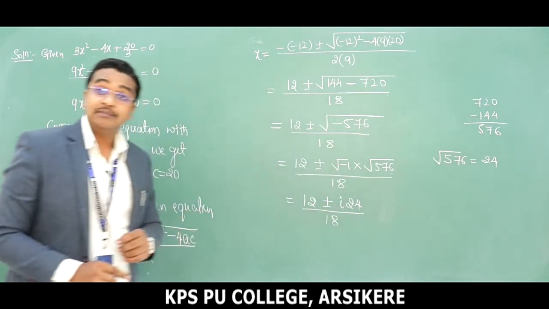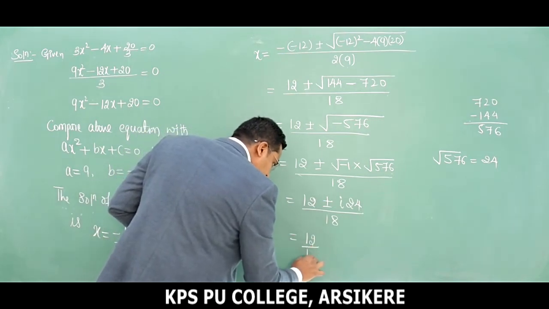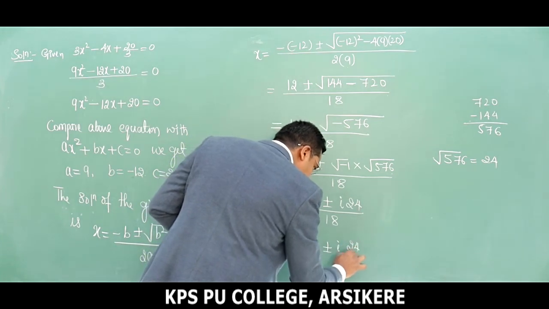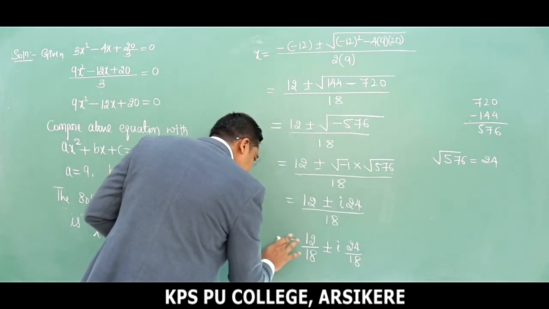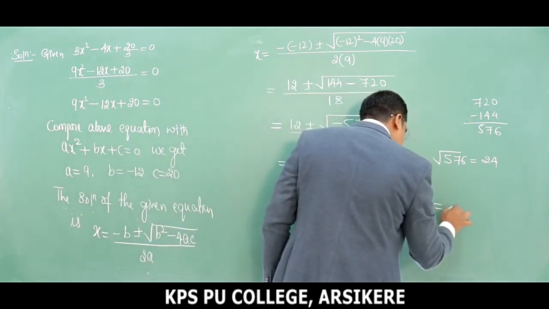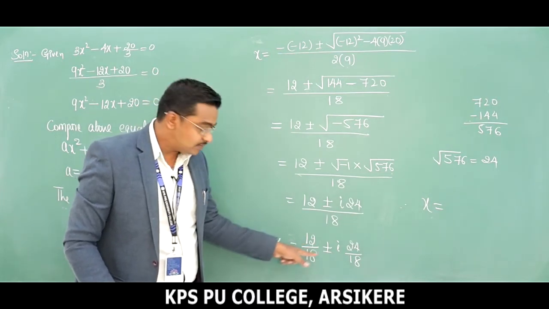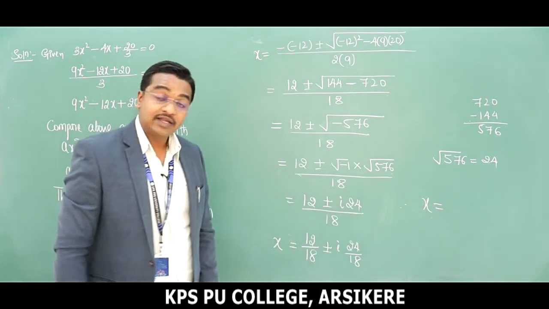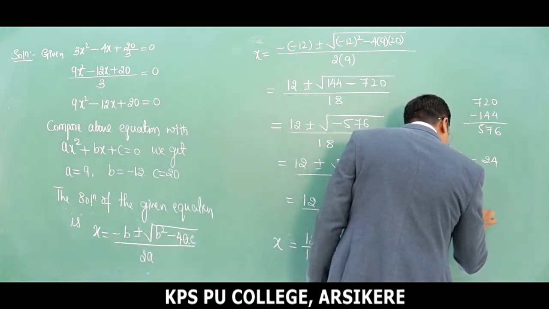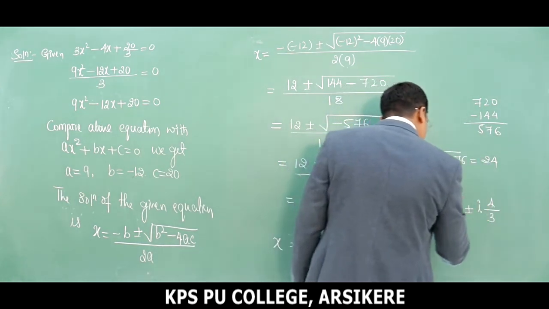Now separate real and imaginary part. So this becomes 12 divided by 18 plus or minus I times of 24 divided by 18. Therefore x is equal to 6 2s are 6 3s are get cancelled. Similarly 6 4s are 6 3s are get cancelled there. So this becomes 2 divided by 3 plus or minus I times of 4 divided by 3. This is our required answer.